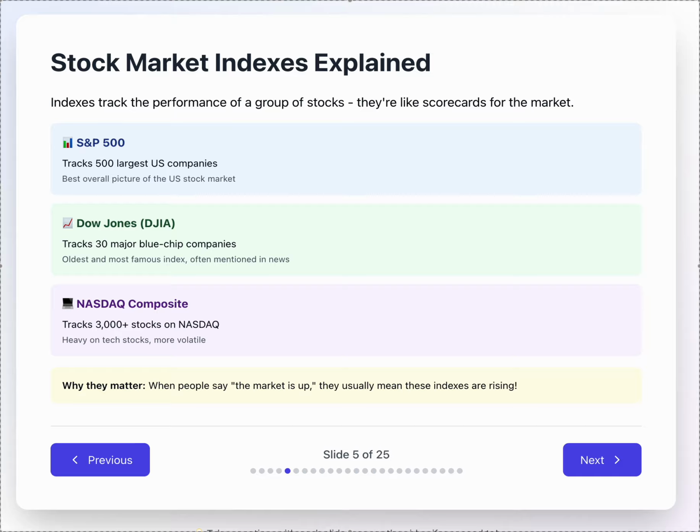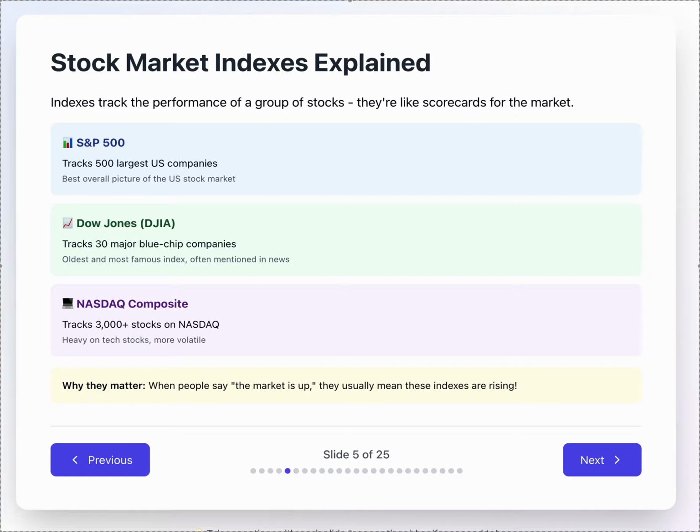The S&P 500 is probably the most important one. It tracks the 500 largest companies in the US. When people want to know how the overall market is performing, they usually look at the S&P 500. It's the best representation of the US stock market as a whole.